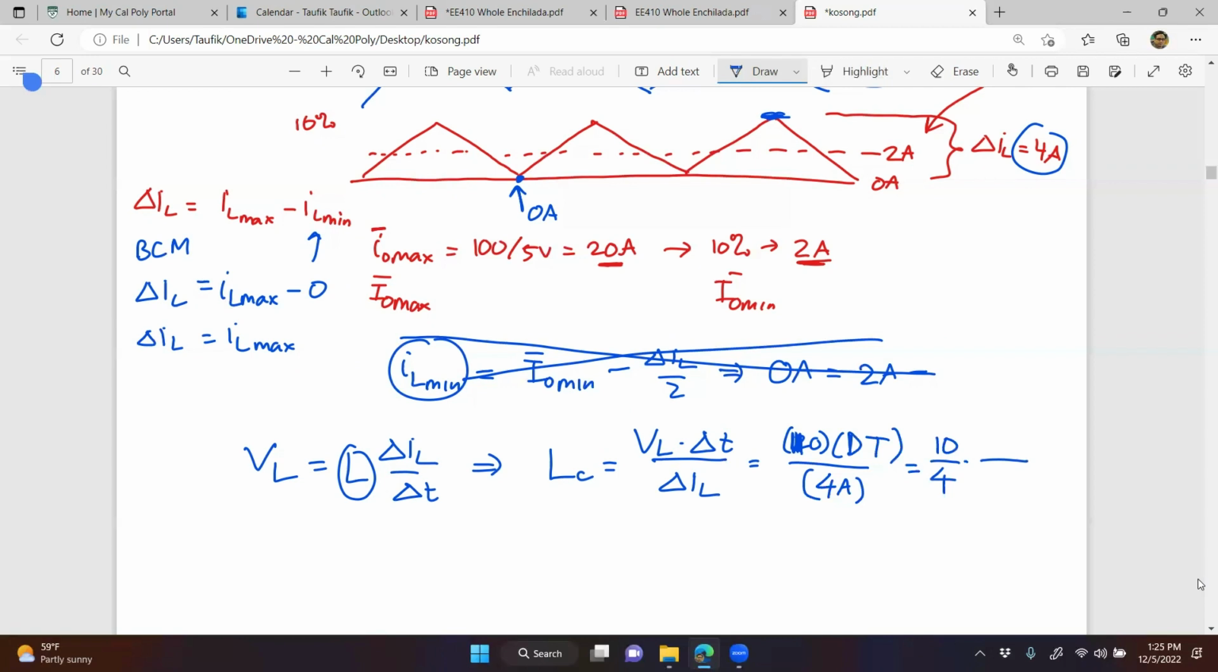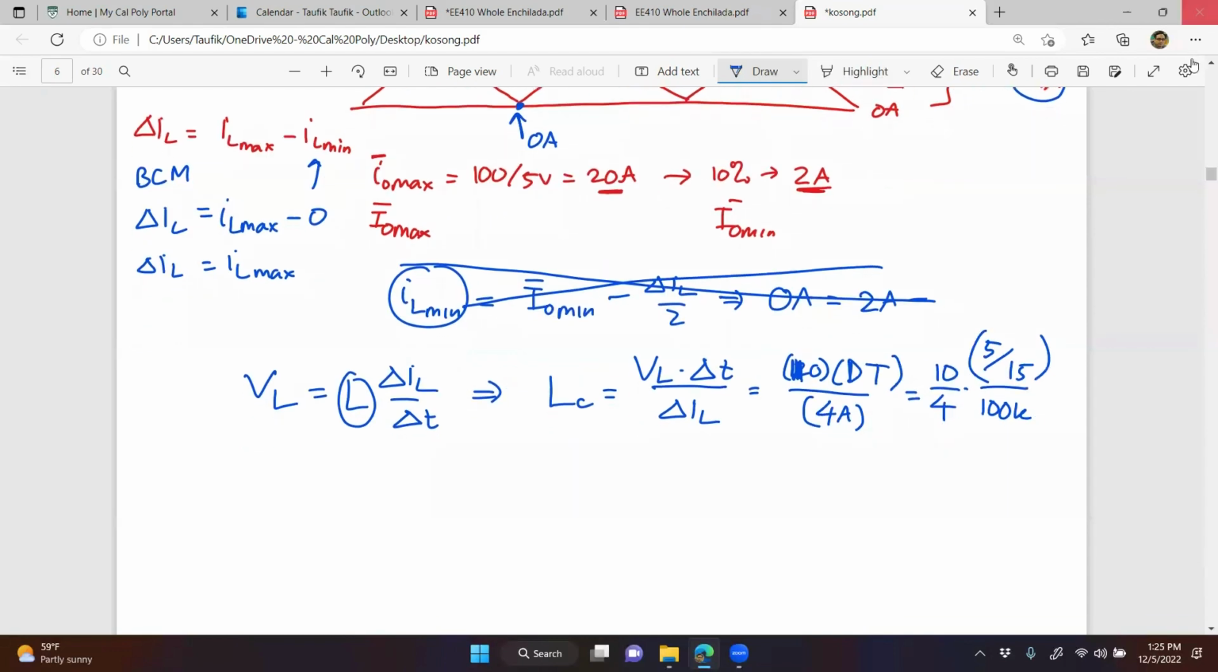What was switching frequency? 100 kilohertz. 100K. And then the duty cycle is 5 out of 15 for buck. That's it, right? That's the answer for L. Yeah.